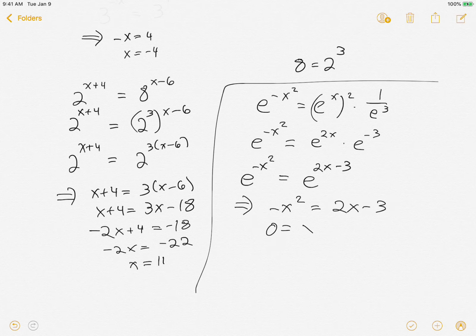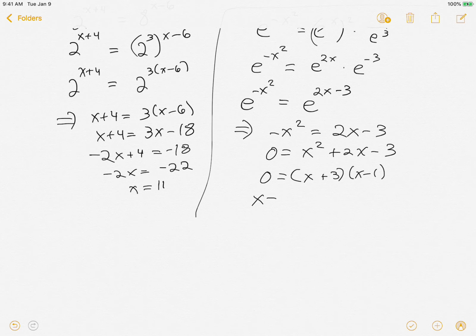And then I have a quadratic. So we just got to solve the quadratic. So this is x, what is it? Plus 3, x minus 1. So we have two answers. x plus 3 equal to 0. x minus 1 equal to 0. We get negative 3 and 1.